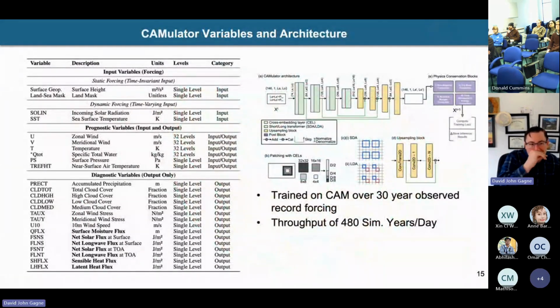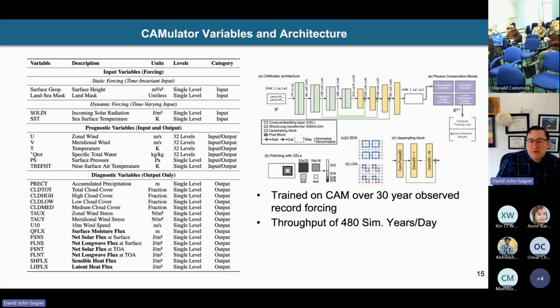So what goes into it? We have surface geopotential and land sea mask. We're forcing it with incoming solar radiation and sea surface temperatures. And then for prognostic variables, again, we still use a fairly small set of core variables. But then we have a bunch of diagnostics that govern things like cloud cover and radiation fluxes at the surface and top of the atmosphere, as well as cloud cover at different levels. And we can predict that from the state. We use the Princeton mushroom architecture plus the physics conservation tuned for this particular application.